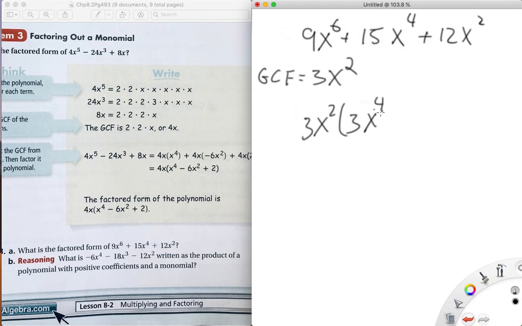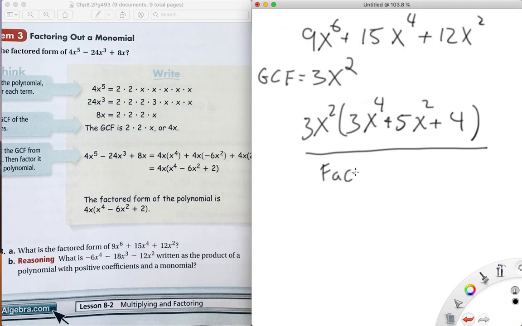15 divided by 3 is 5. X to the 4th divided by x squared is x squared. And 12 divided by 3 is 4. And x squared divided by x squared is 1, or I just leave it alone. And this is the factored out form. I just factored it out.